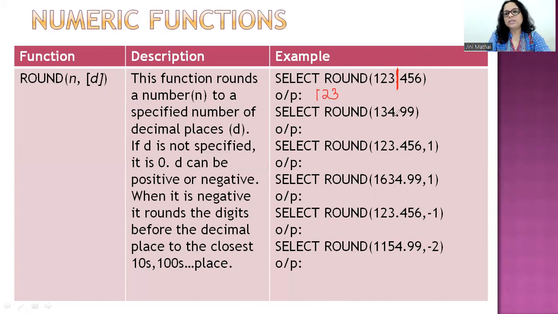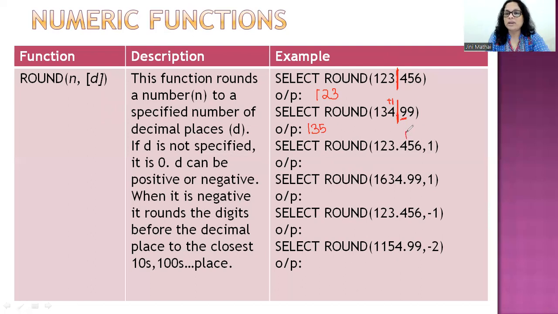Look at the next one. It's 134.99, comma 0, right? d is not specified. So that means I want rounding to take place here, correct? Because 0 means I don't want any decimal point. So I want the rounding to take place there. What's the next number? Is it 5 or more? Yes. Then what are you supposed to do? Add 1 to the digit before the place where the rounding should happen. So when you add 1 there, what is your answer going to be? 135. Okay, let's look at the next one. Things will be more clear.